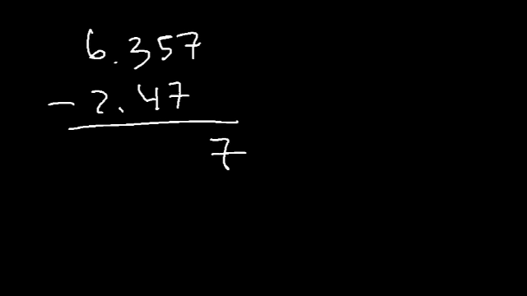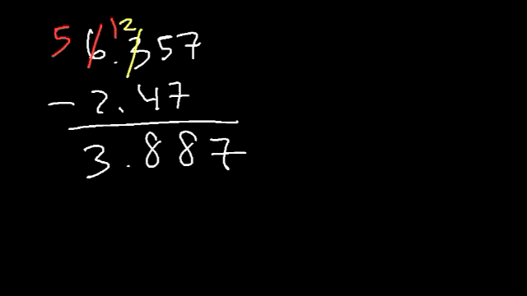And you know what? Let's keep the 2 here. 2 minus 4 is negative. So we need to borrow a 1. This is going to turn to 5. And that's going to be a 12. 12 minus 4 is 8. 5 minus 2 is 3.